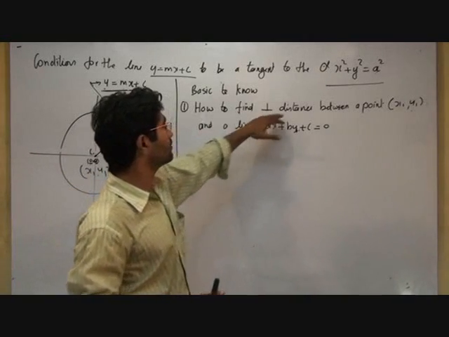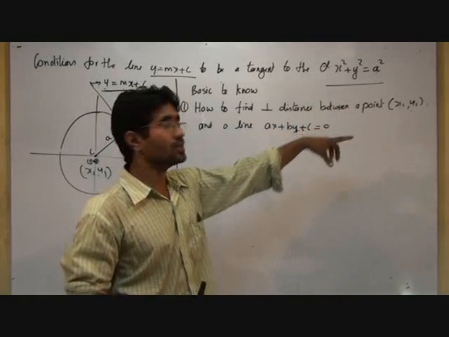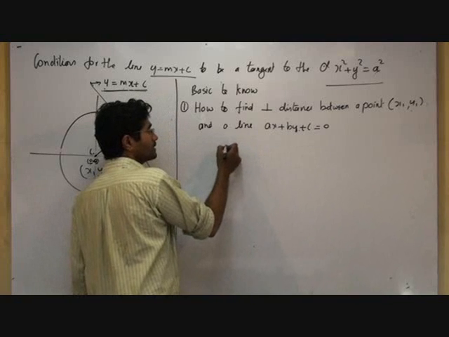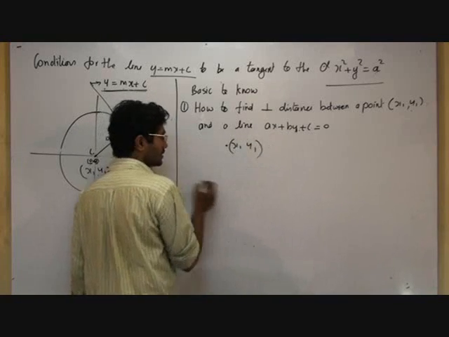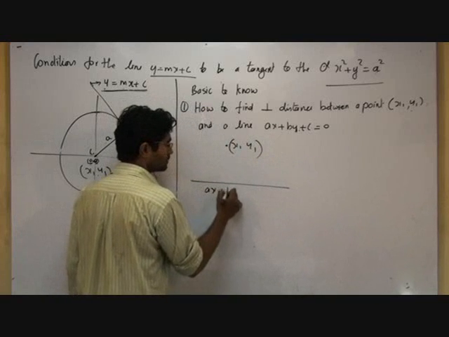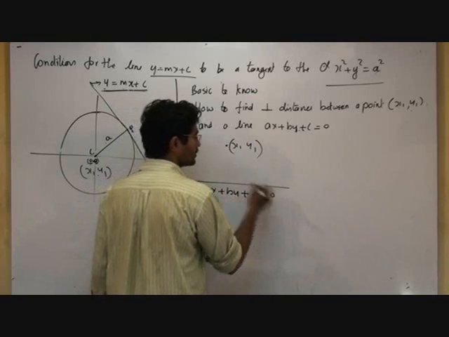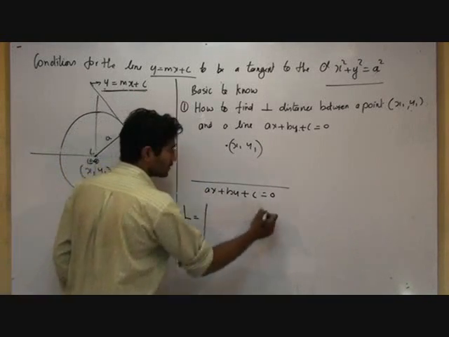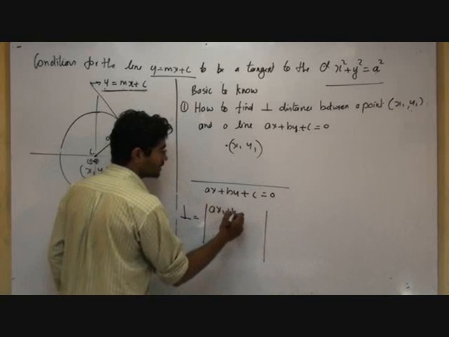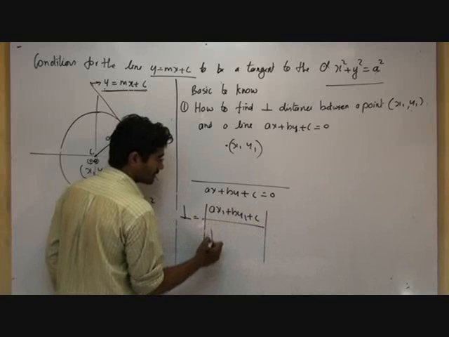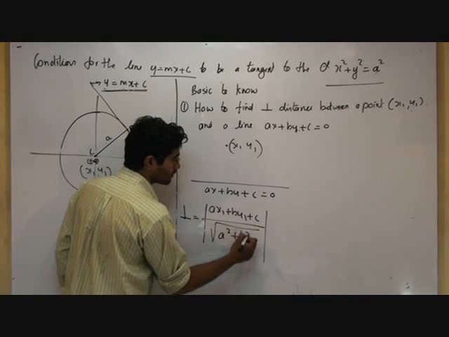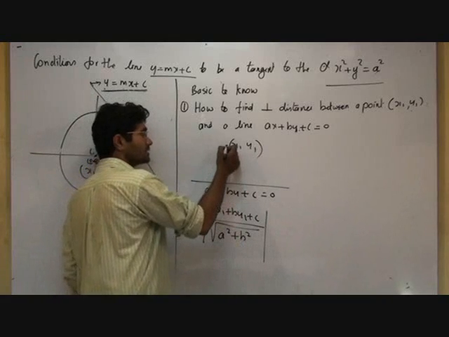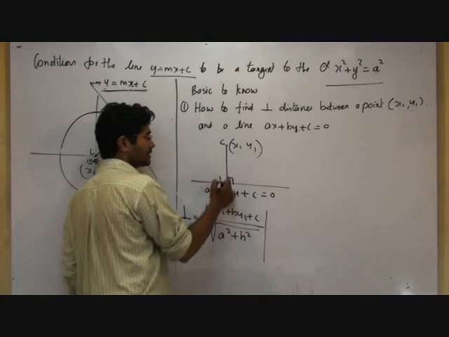We just have to know how to find the perpendicular distance between a point (x1, y1) and the line ax plus by plus c is equal to 0. Let this be the point (x1, y1) and let this be the line ax plus by plus c is equal to 0. Now, from your first POC we know that the perpendicular distance is given as modulus of ax1 plus by1 plus c divided by square root of a squared plus b squared, where x1 and y1 is this point. This distance, the perpendicular distance, let us say CP.